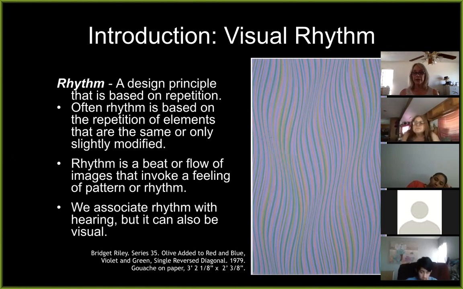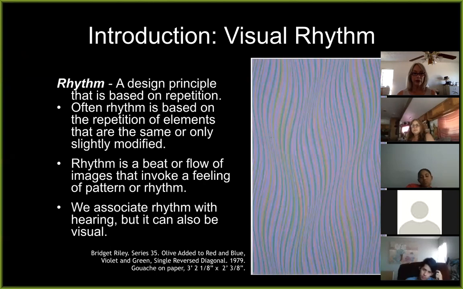This example is a great one of rhythm because it not only uses the curvy lines and the shapes that get wider and thinner as they undulate, but it also uses color to excite our brain. And when you look at this picture, you actually can see it moving. It seems to undulate. The rhythm in music is a beat or a flow, and it's the same in art.